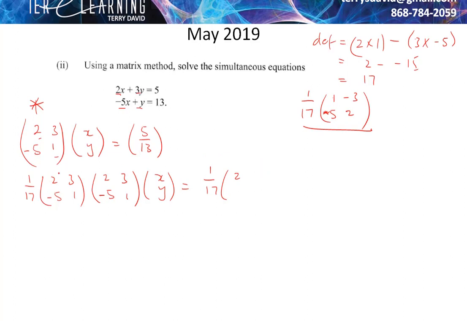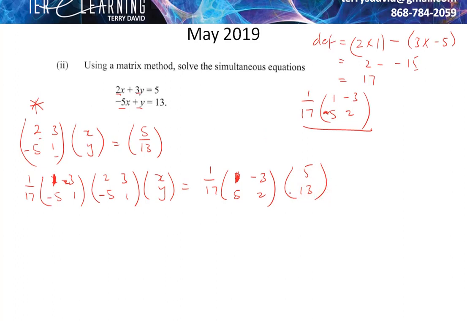Wait, sorry, I have a mistake here. This should be 1, right? So this is 1, 3, minus 3. There should be a minus here as well, right? Sorry for the mistakes. And this should be 5 and 2, and this is 5 and 13.